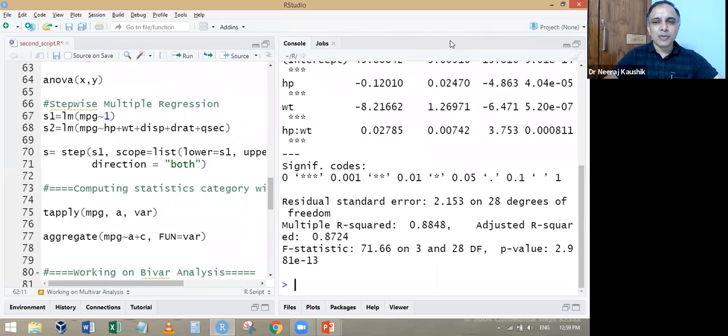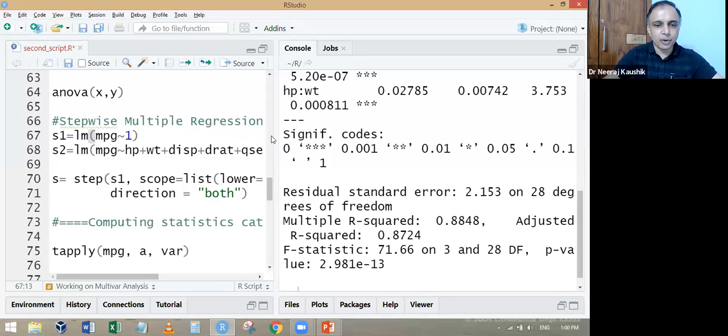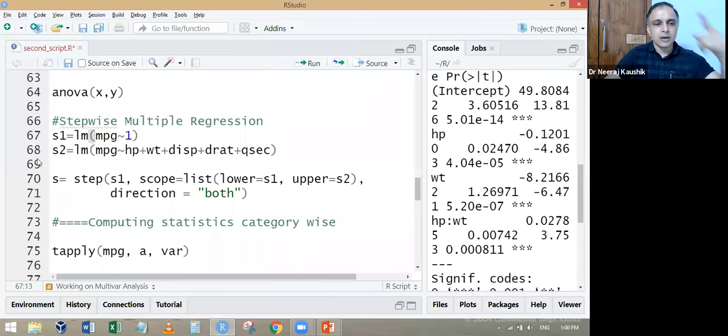Here what we'll do, let me take two things. Number one, I am running without any variable. Please look at how I'm doing it. You must understand this. I am doing it first: MPG depends on 1. It means no variable, only constant. The second thing, I got a long list: HP, then WT, then displacement, then DRAT, then QSEC. I have taken the 5 variables.